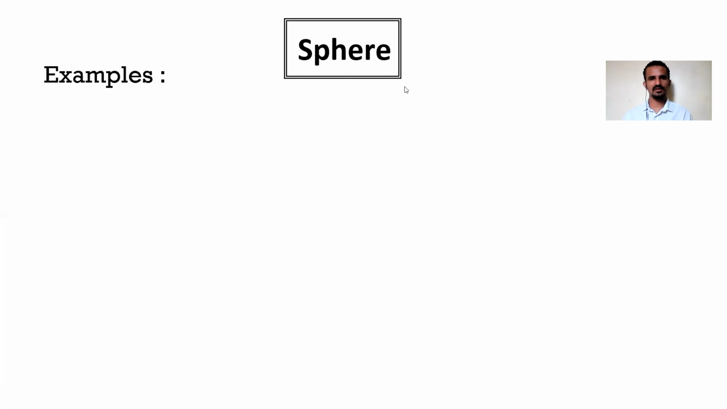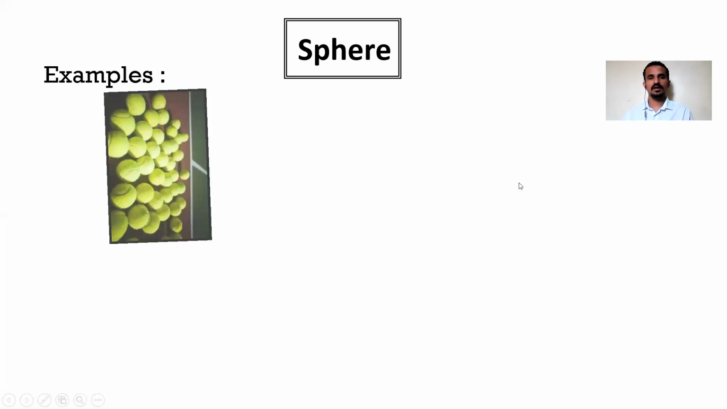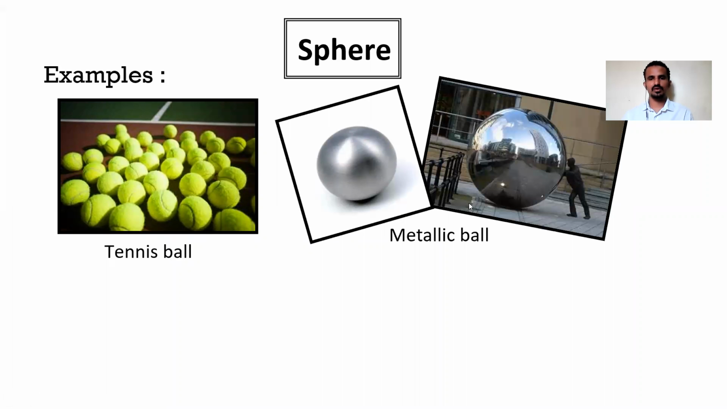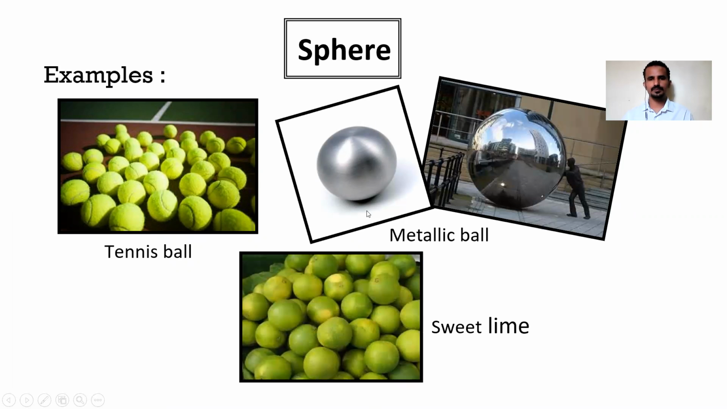Okay, balls, all right. Earth and planets, very good example. We can also take water droplets. There are many things like tennis balls, then metallic balls. We can take planets also. These are the real life examples of a sphere.